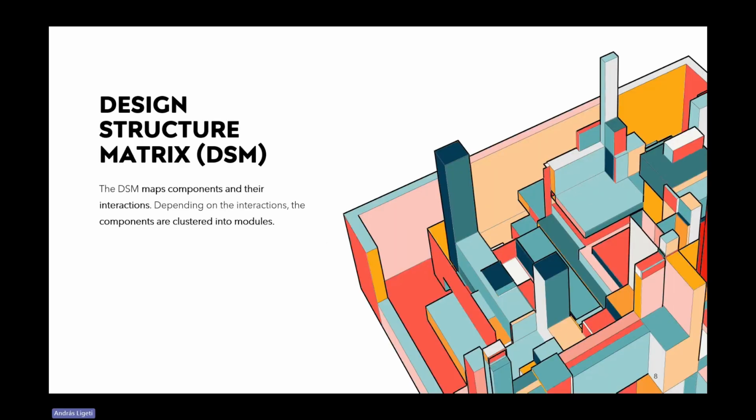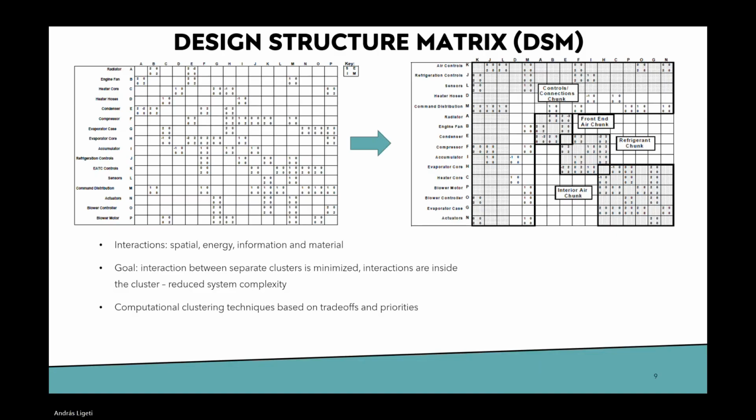Okay, so the first one is design structure matrix. Design structure matrix basically maps the interaction between all the components in your products. And based on those interactions, you can cluster modules in those products. Let me show you how it works.